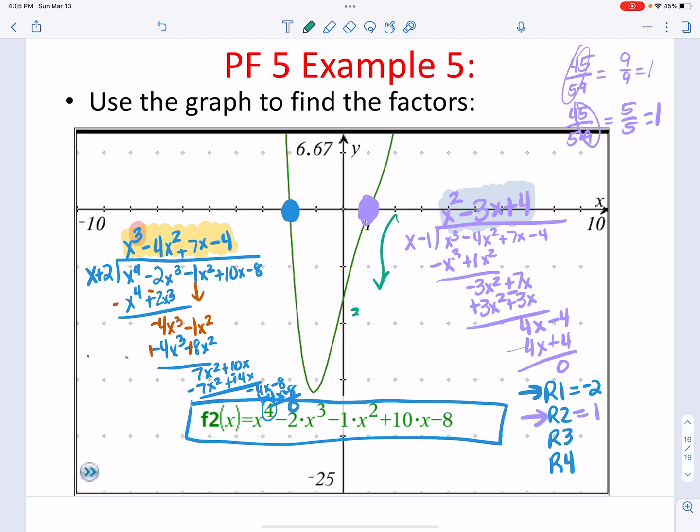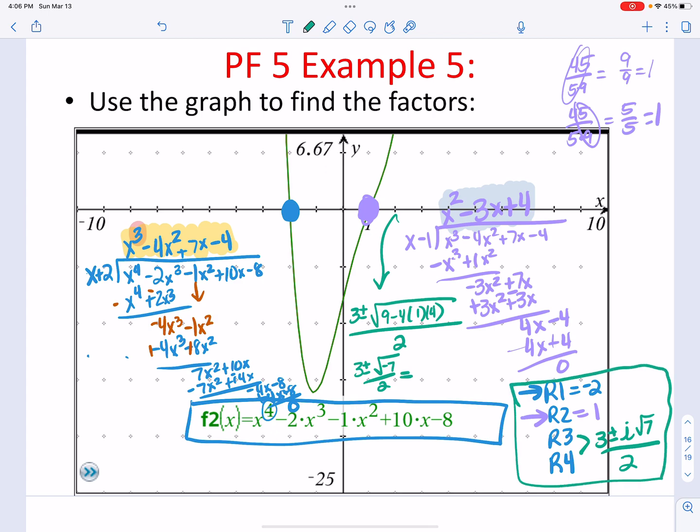So negative b plus or minus the square root of b squared minus 4 times a times c all over 2a. So 9 minus 16 is a negative 7. And so my answer, these are two roots, is 3 plus or minus i root 7 over 2. And those are my other two answers.